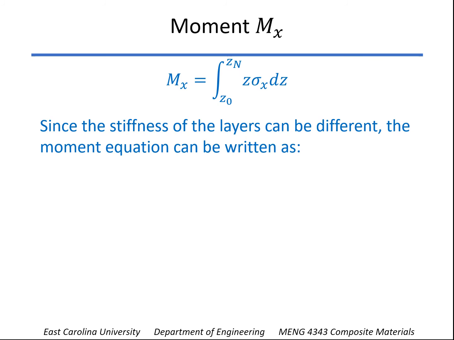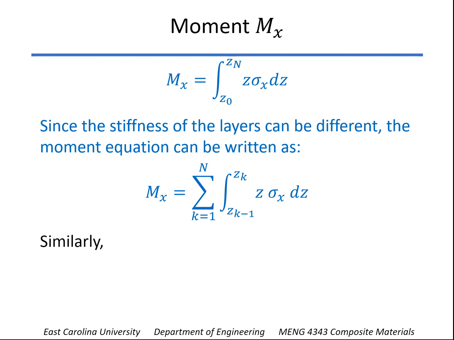Now, of course, you have to remember that the layers are probably going to have different stiffnesses, so we need to break up that integral and also show it as a summation here. We're going to sum over our total number of layers the integral of z sigma x dz. For each layer, we're integrating from its top surface to its bottom surface, in other words, z sub k minus 1 to z sub k.